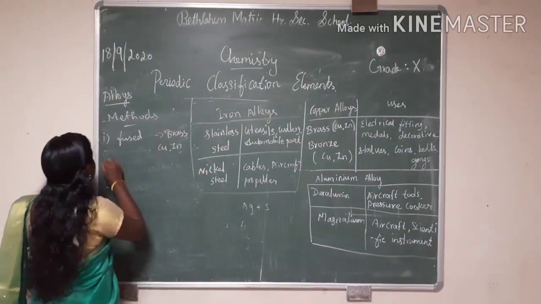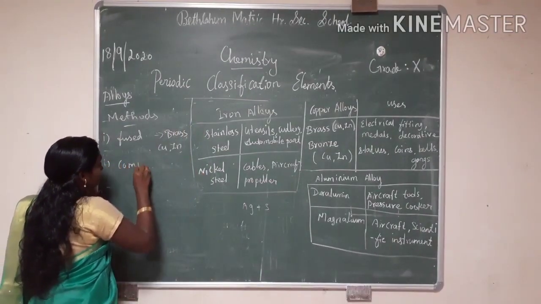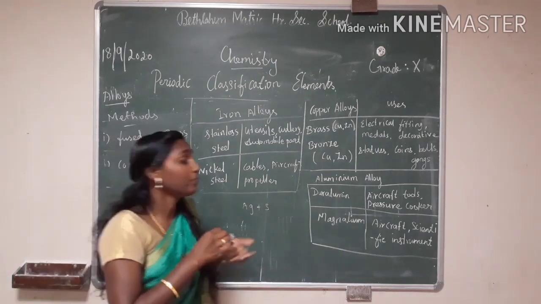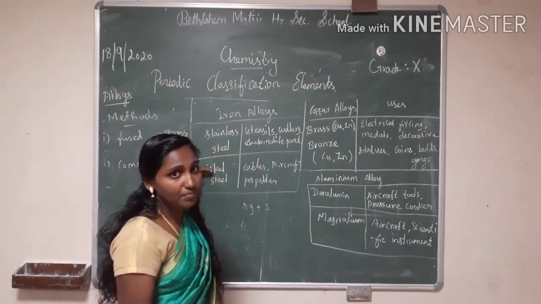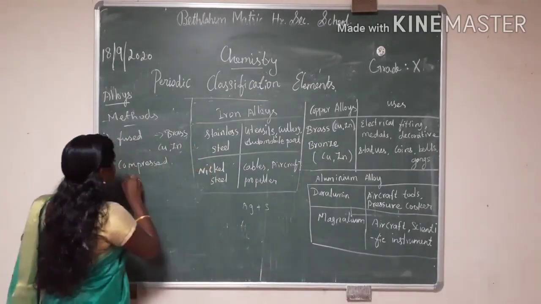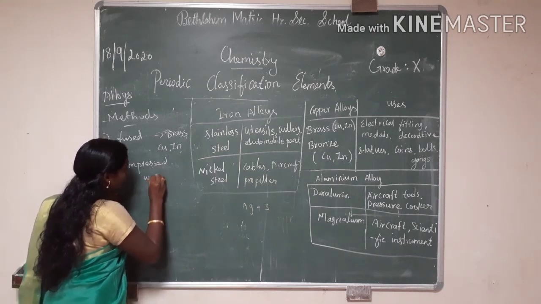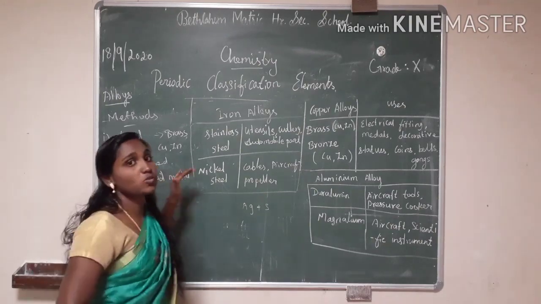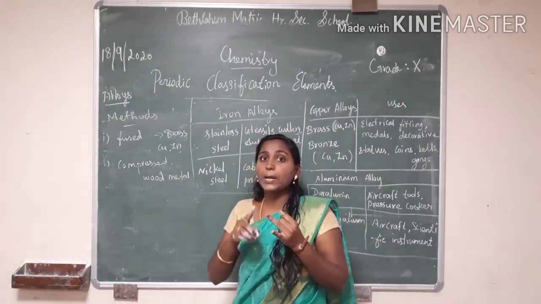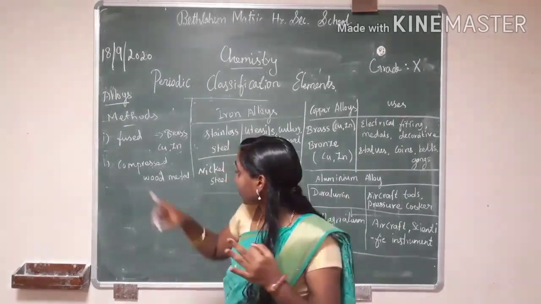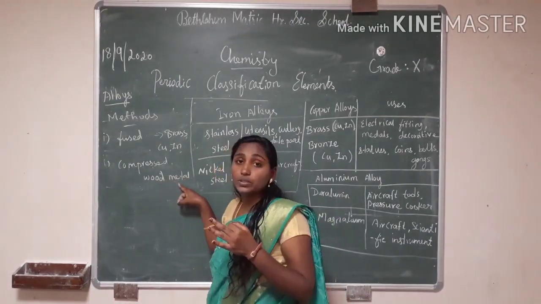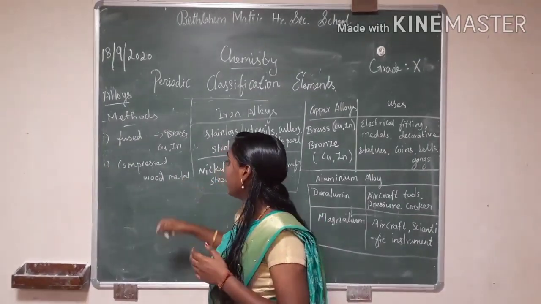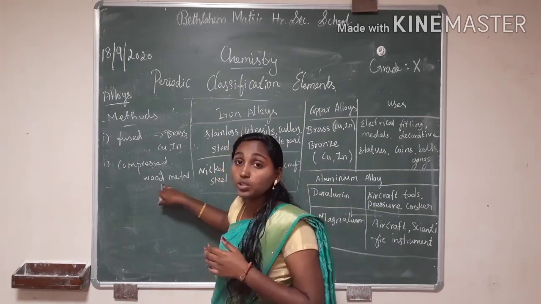Then second method, by compressing finely divided metals, well crushed. The example for this compressed metal is wood metal. This wood metal contains cadmium, bismuth, tin. These metals are compressed well to form wood metal.